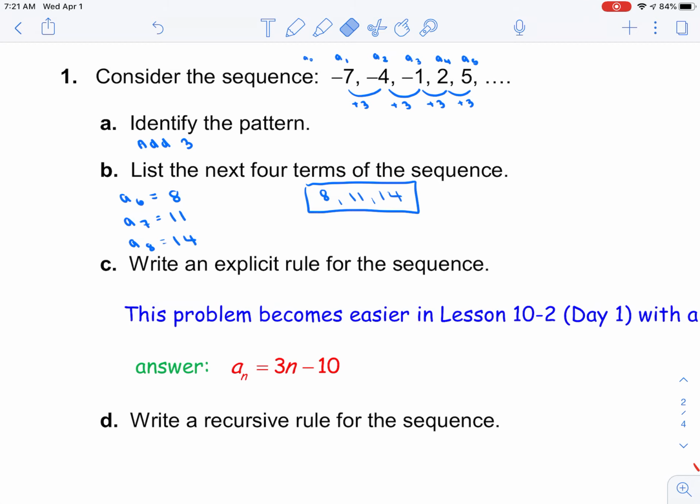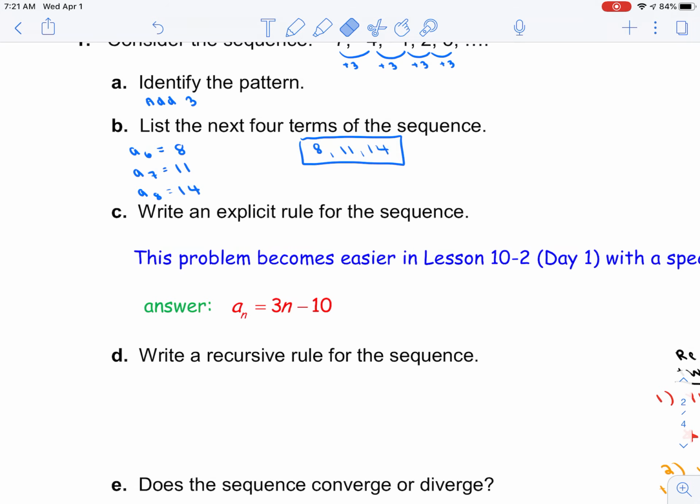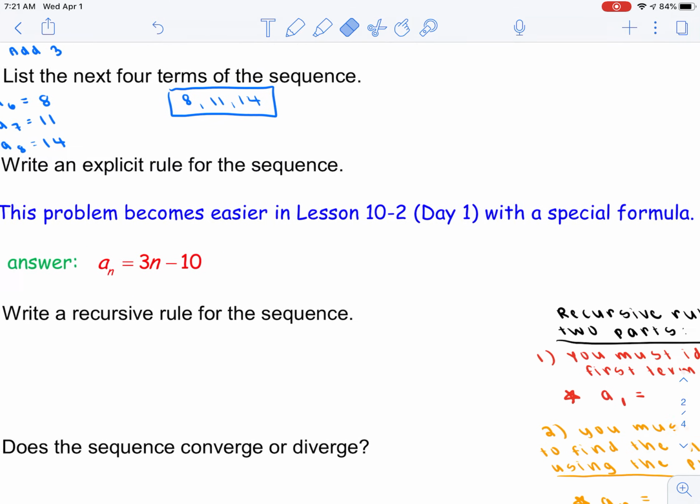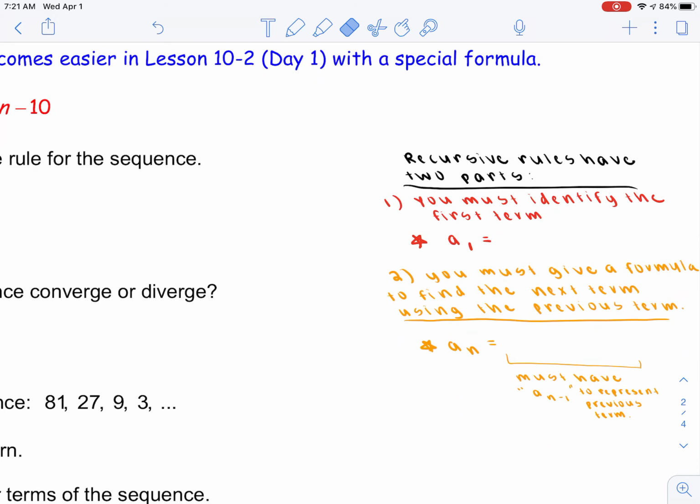Now, what you do need to know for today is this idea of writing a recursive rule. So as before, I would like you to pause the video and I would like for you to copy down everything I have here and then resume the video once you've copied it all down.